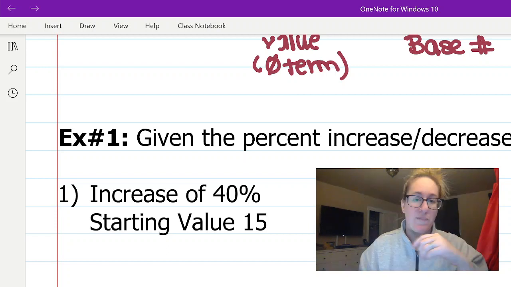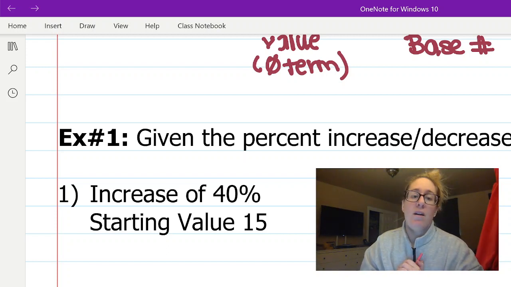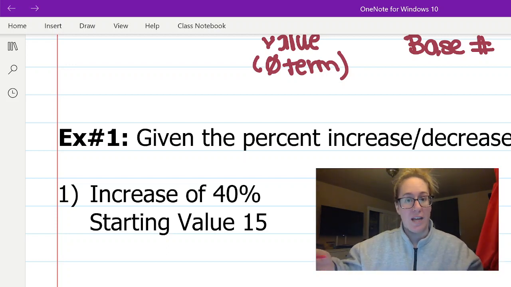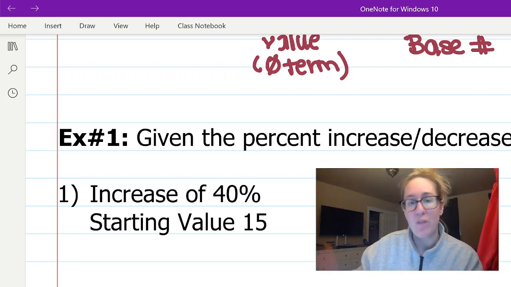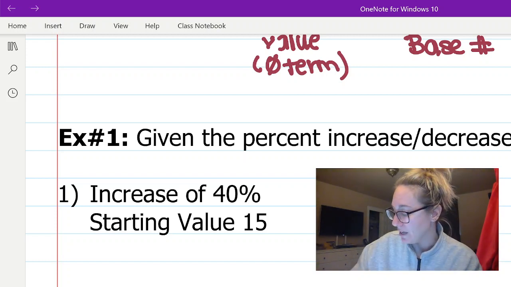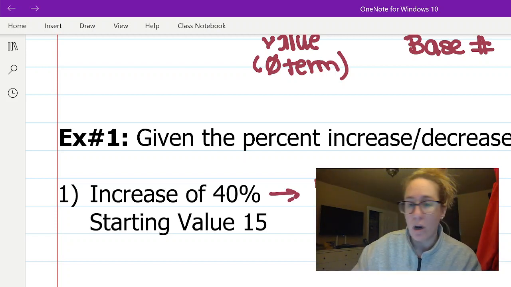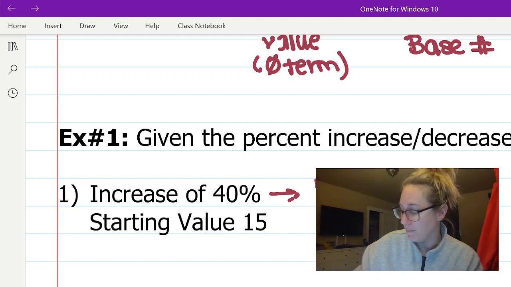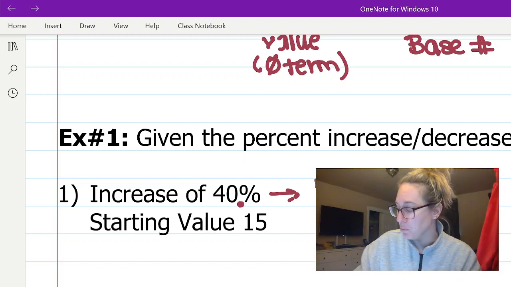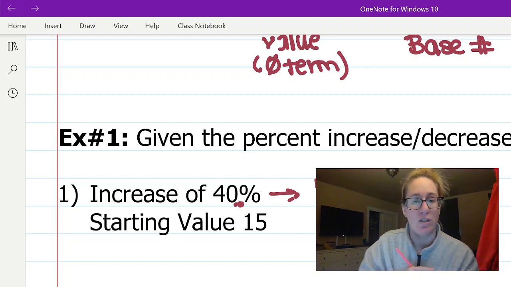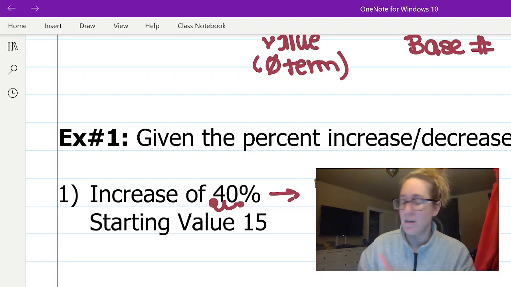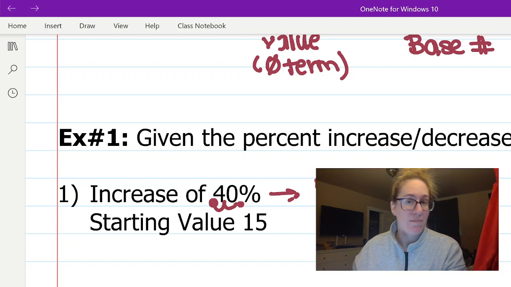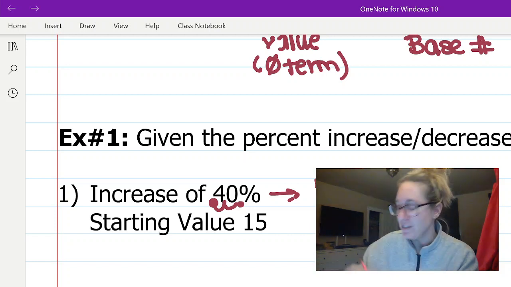All right, so here we're going to take a look. If we're increasing by 40%, and our starting value is 15, an increase means we're going over 100%. So first we want to convert our percentage to a decimal. You can do this by taking 40 and dividing it by 100, or you can just put the period behind the 0 and move your decimal two positions to the left. Either way, you end up with your decimal conversion. So 0.4 is 40%, just written as a number. So we have 0.40.